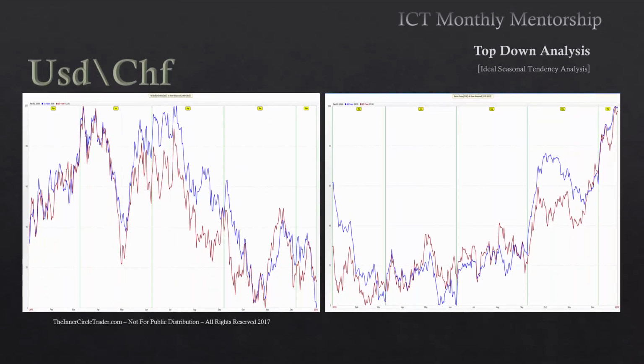Okay, the next pair is the dollar Swissy, or US dollar versus the Swiss franc. Dollar index is on the left hand side. It's a seasonal tendency for the futures price of the dollar index. And on the right-hand side, it is the futures chart seasonal tendency for the Swiss franc.